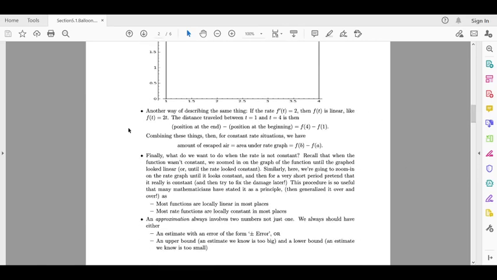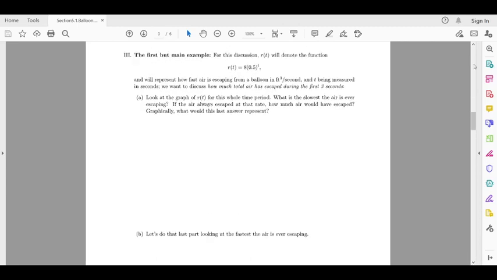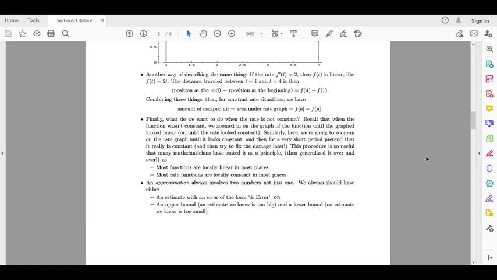We'll skip over this stuff about the derivative for a day or two, then we'll come back and it'll make a lot more sense. What are we going to do when the rate is not constant? Well, what we did in chapter 2 is we zoomed in on the graph until the graph looked linear. That's the same thing as saying until the rate looked constant. Similarly here, we're going to zoom in on the rate graph until it looks constant. And then for a very short period, we're going to pretend that it really is constant. And any errors we make by pretending or lying that way, we'll try to fix later on.